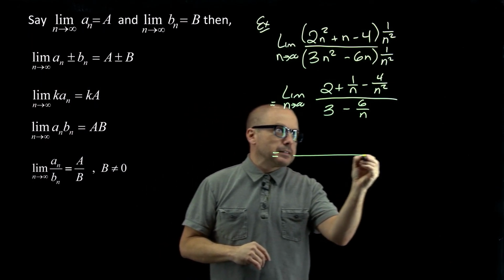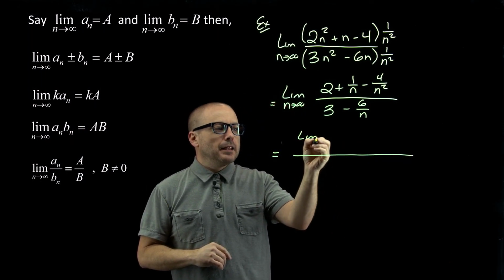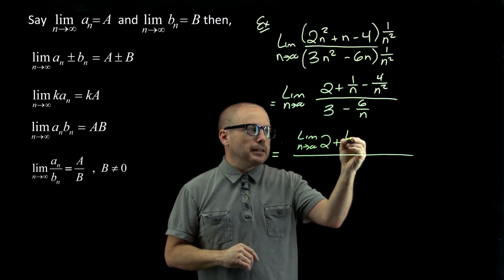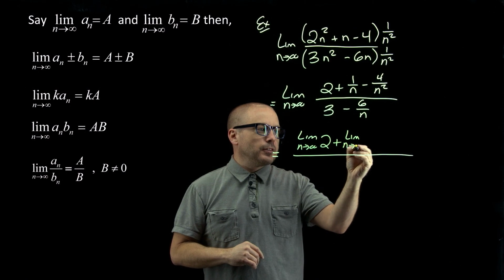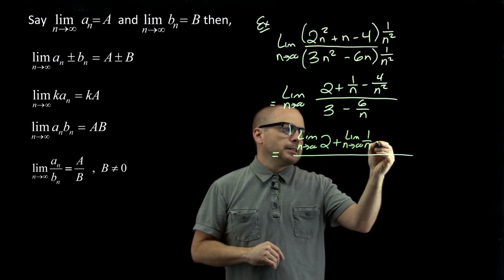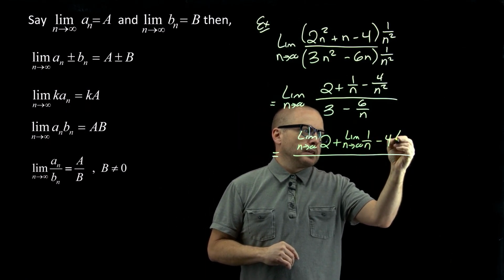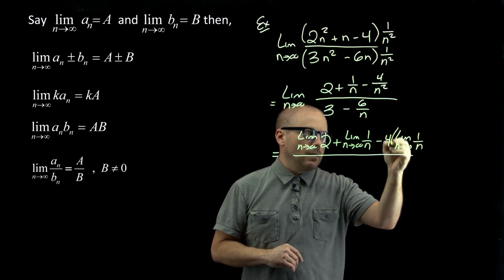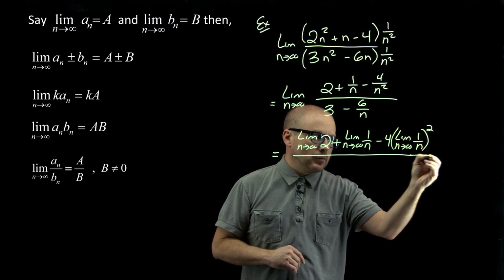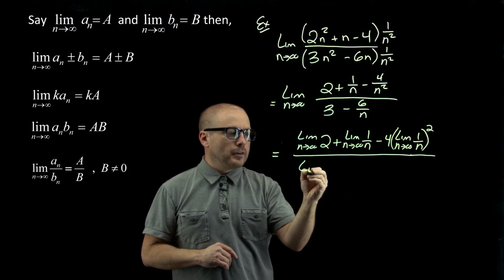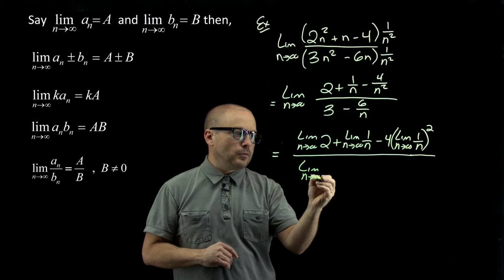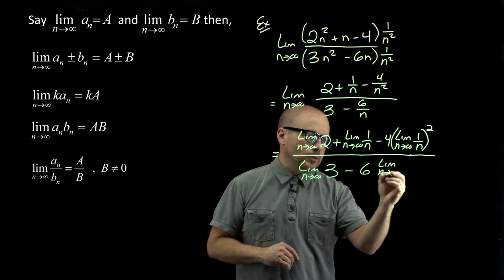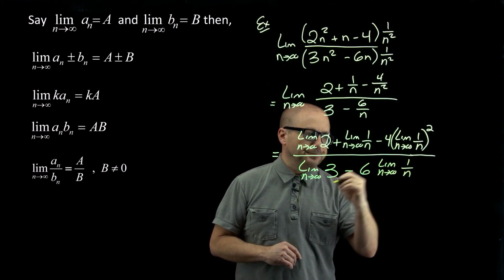I can say that this is equal to the limit as n goes to infinity of 2 plus the limit as n goes to infinity of 1 over n minus 4 times the limit as n goes to infinity of 1 over n squared, over the limit as n goes to infinity of 3 minus 6 times the limit as n goes to infinity of 1 over n.